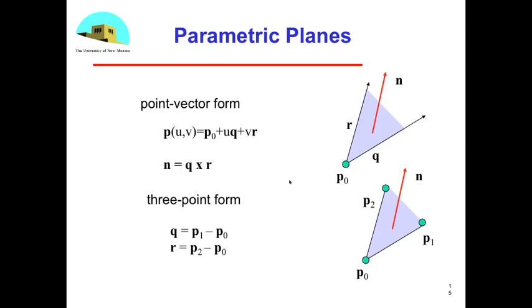If we use the idea that you need one point and the normal to the plane, or let's suppose you have two vectors that come out of this point, I can take their cross product to get the normal, and then I get this kind of representation: p0 is a point on it, plus u times the first vector plus v times the second.